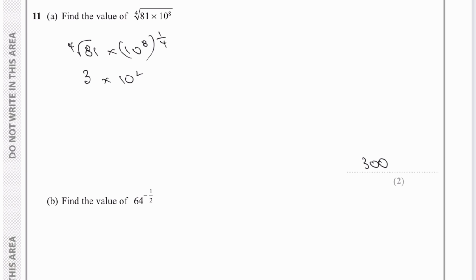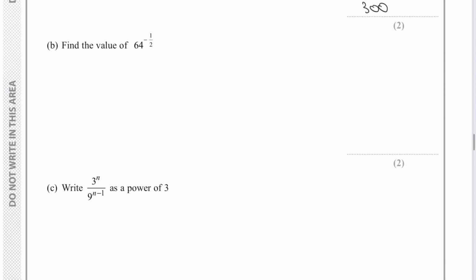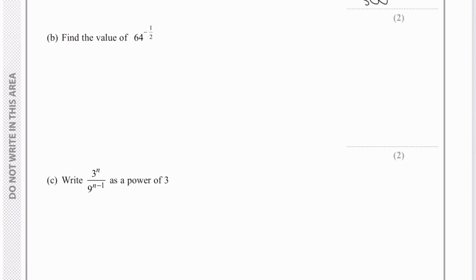Okay, hopefully that's okay for you. Let's move on then to part B, which is a negative index. Now every time you see a negative index, it means the reciprocal. So it's 1 over 64 to the power of a half. The power of a half is really meaning the square root of 64, so it's 1 over 8, because 8 is the square root, and that would be the answer for 2 marks to part B.